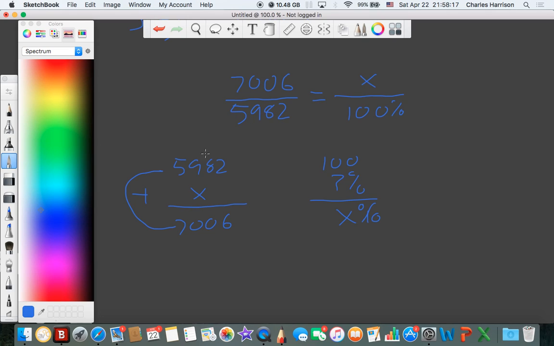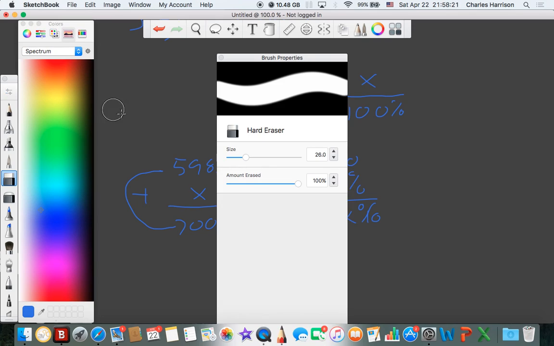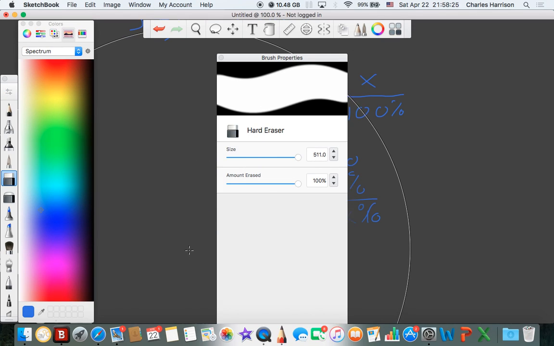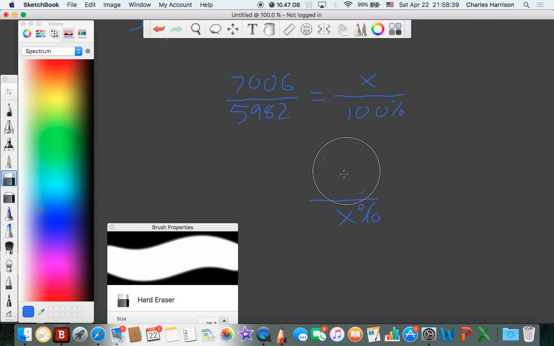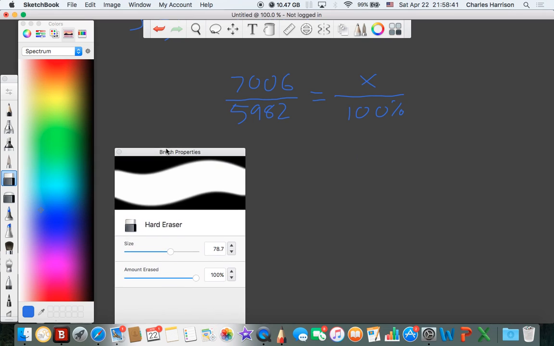Hopefully, if you didn't understand before kind of what we were doing, let's erase this. Let's make this a little bit bigger. It makes it easier for me to erase. Oh, that's way too big. Oh, goodness. Okay. That's a little bit bigger than that. All right, good. Move this out of the way. We'll make it smaller again.